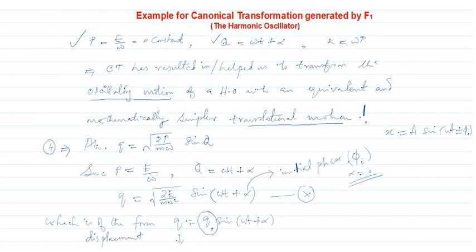Now, what is Q0? You can see from our comparison that this term is the Q0, which denotes the amplitude. It is in place of this A. So A is Q0, and this is exactly the amplitude term that you are already familiar with.